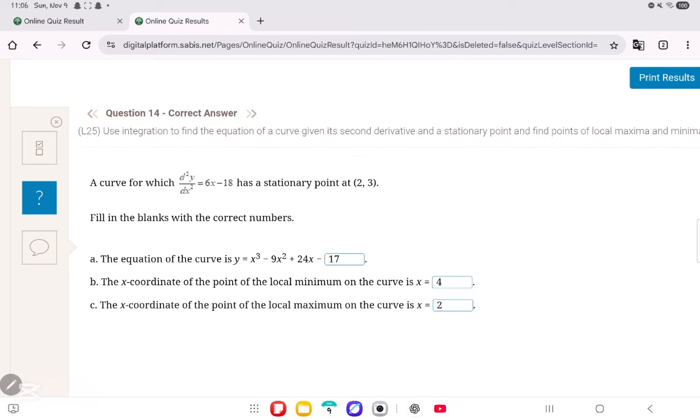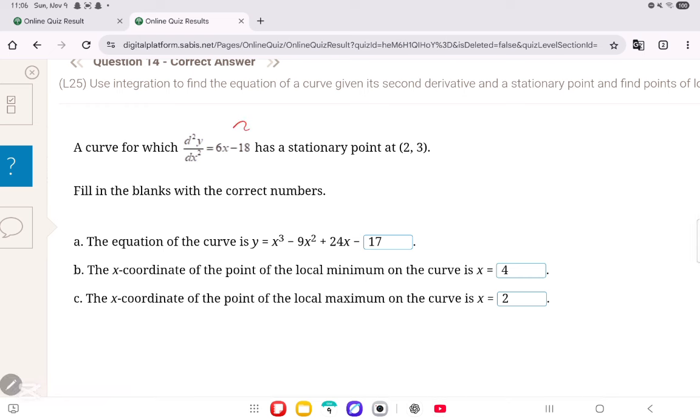We move on to question number 13. Very important, the equation of the curve. They told us that the double derivative of this is whatever. It has a stationary point at (2, 3). So what do we need to do now? This is very important, by the way. They want us to find the equation of the curve.